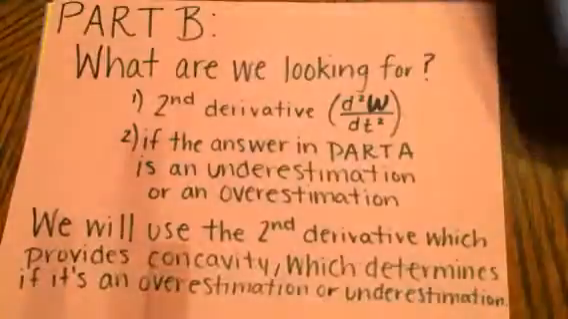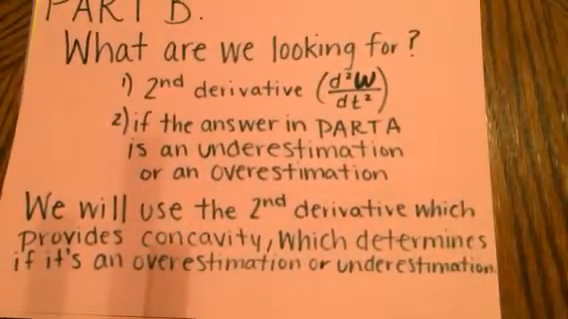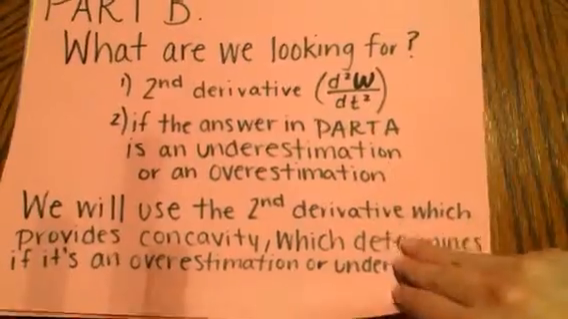Now on to part B. So what are we looking for in part B? Well, we are looking for the second derivative, and whether the answer in part A is an underestimation or an overestimation. So we will use the second derivative, which provides concavity, which determines if it's an overestimation or an underestimation.